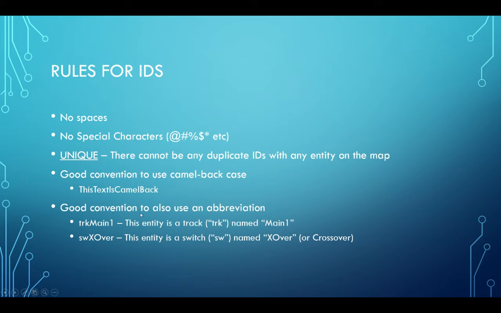Like I was saying before, it's also good convention to use an abbreviation. So TRK main 1, this entity would be a track named main 1. So you would abbreviate it like so. Or your switch, SW, crossover. For signals, you'd use SIG. Just pretty much shortened abbreviations for everything.